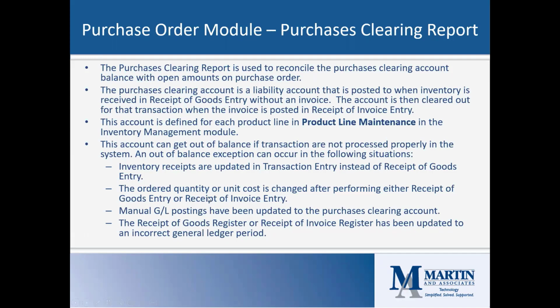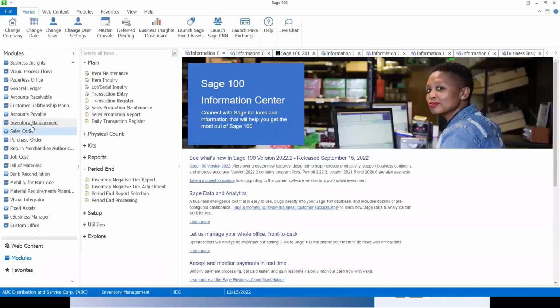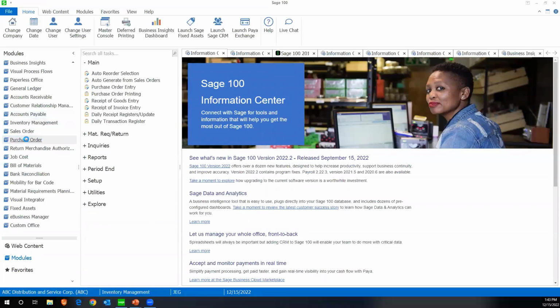Now, when you have it in between stages where you've done your receipt of goods, but not your receipt of invoice, and you have a value sitting out on that PO clearing report, you need to compare that report to the general ledger account called purchases clearing and tie that and reconcile that. And where you get to that is underneath the period purchase order. Okay, period end. There's a purchases clearing report.